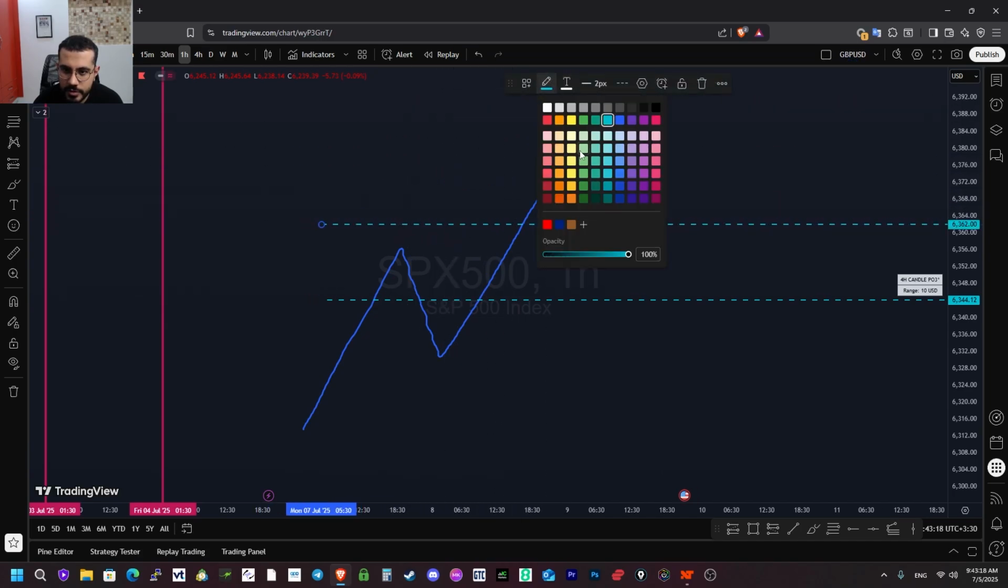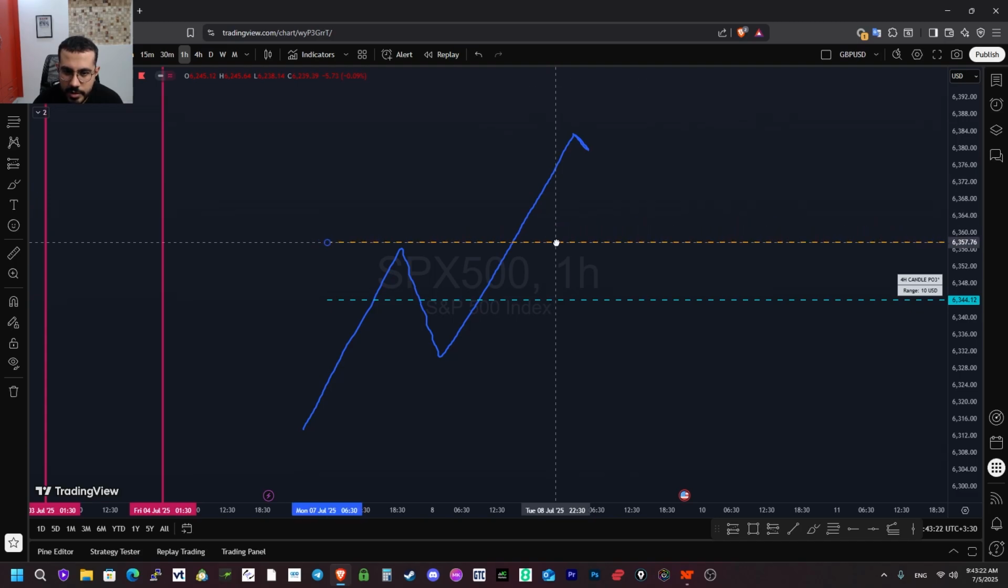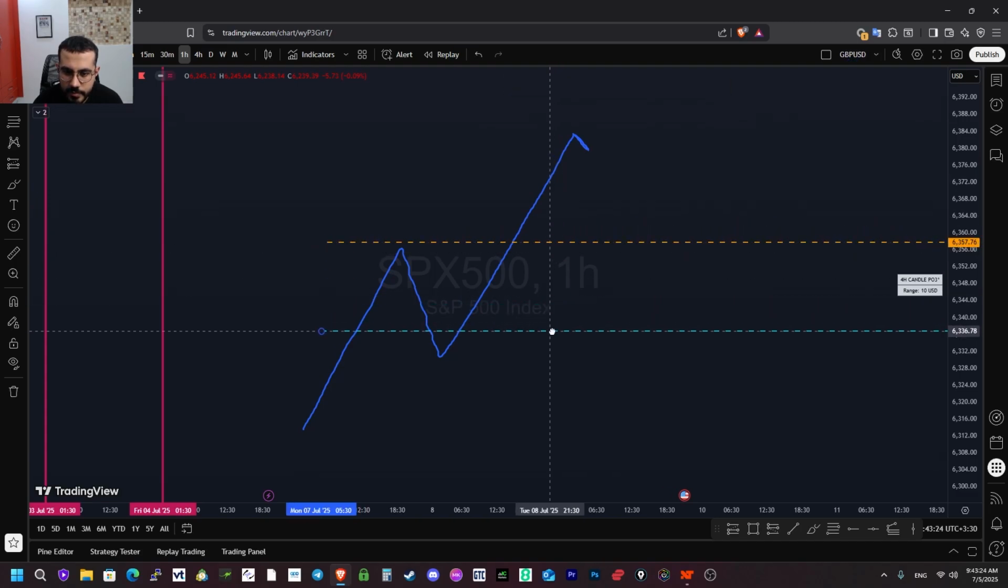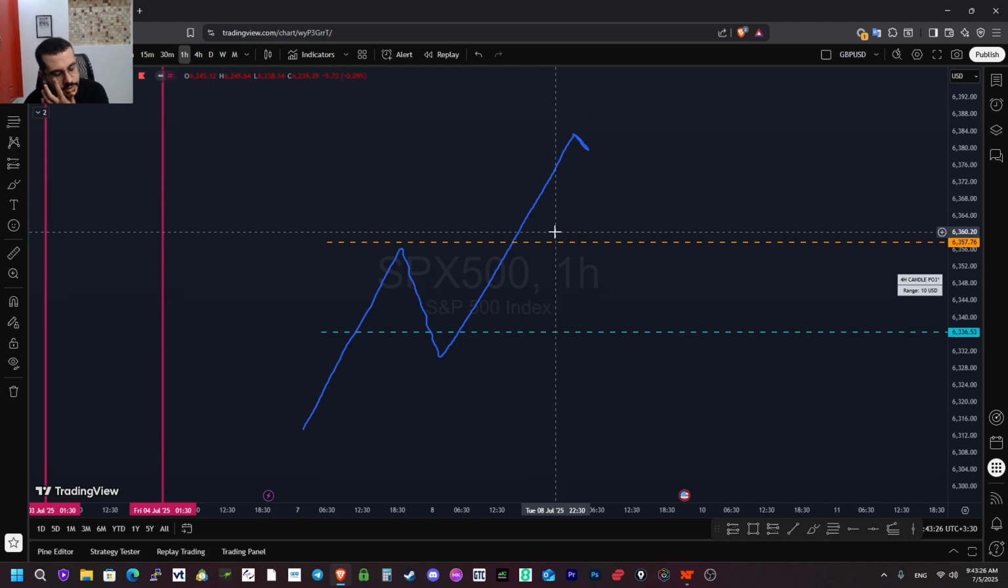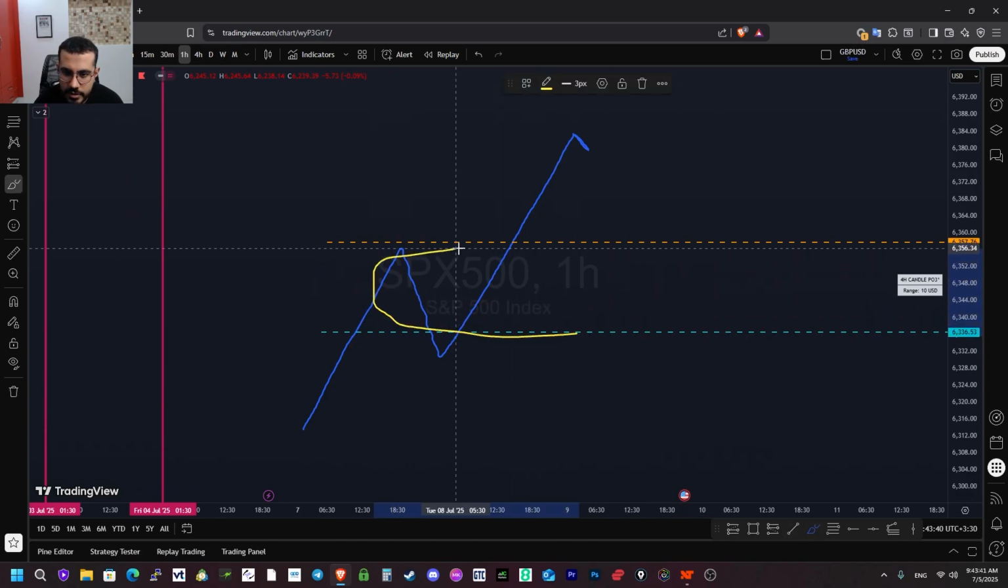Let me change this color to orange. So the orange one, let me put it a little bit lower. So the orange one is value area high, and the blue one here is value area low. So 68% of the entire day volume was getting executed here. Okay, and it's most likely buys.